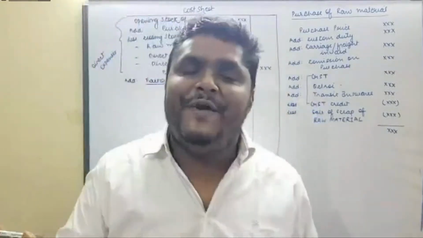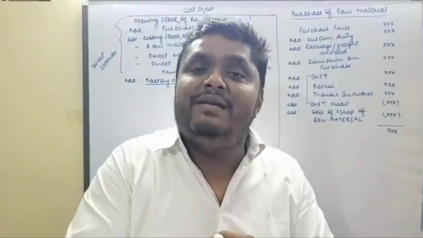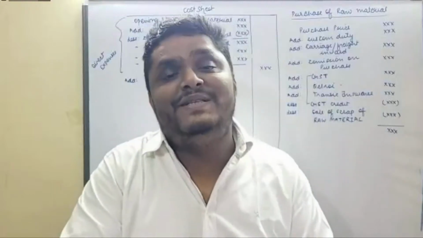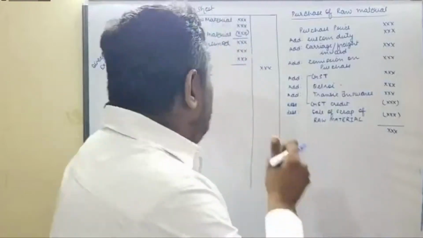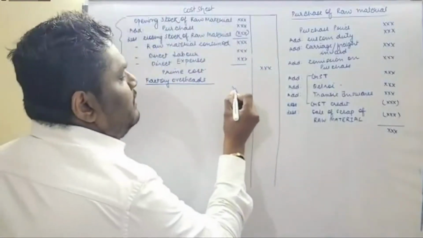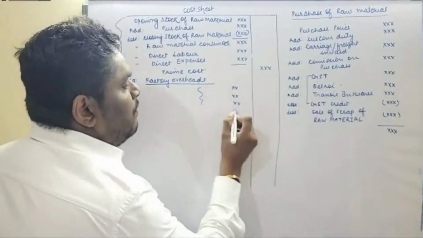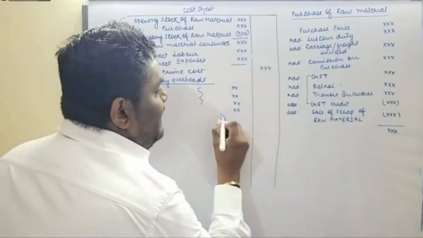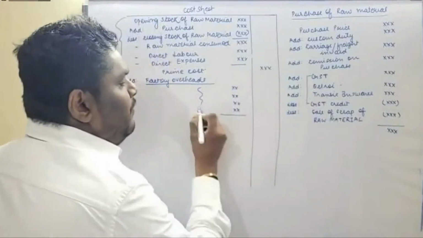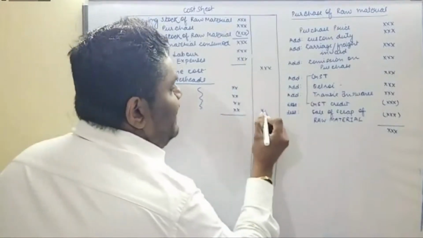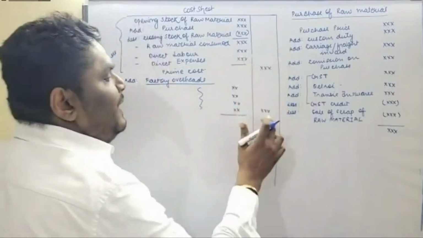Now, what all are factory overheads? It can be indirect material, indirect labor, indirect expenses at the factory level. So whatever factory overheads are incurred, it will be added. We will calculate the total of all the factory overheads and it will be added in this prime cost.